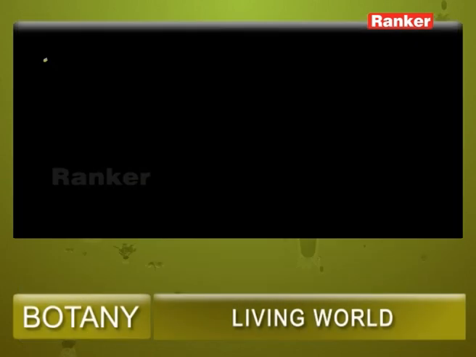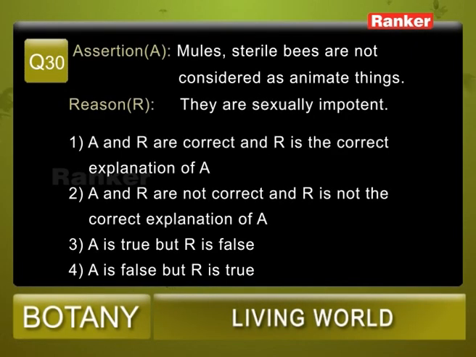Question number 30. Assertion: mules, sterile bees are not considered as animate things. Reason: they are sexually impotent. Options: 1. A and R are correct and R is the correct explanation of A. 2. A and R are not correct and R is not the correct explanation of A. 3. A is true but R is false. 4. A is false but R is true.